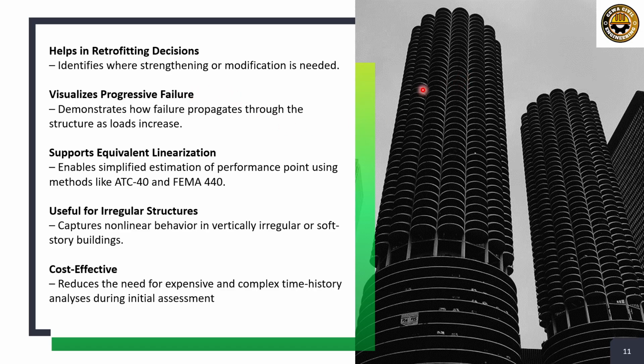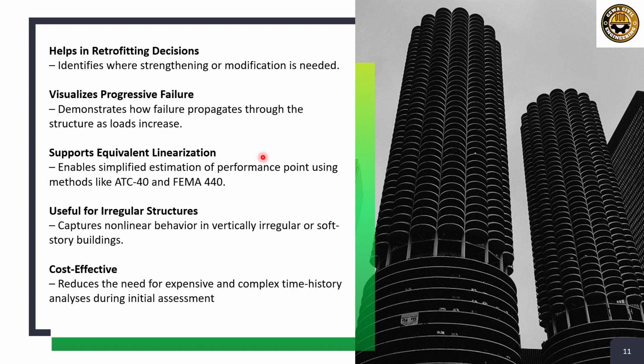One more important point, it visualizes progressive failure. When we do it in the software, I will show you how we can see the progressive failures using pushover analysis. It demonstrates how failure propagates through the structure as loads increase. We'll see that later. Next, it supports equivalent linearization. It enables simplified estimation of the performance point using methods like ATC 40 and FEMA 440. I will show that in SAP later.